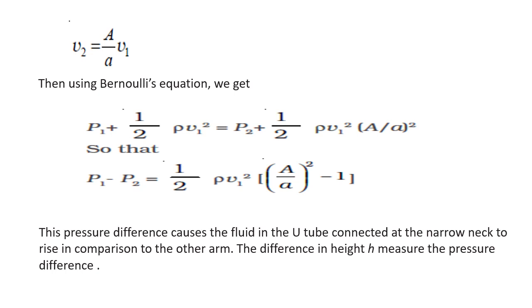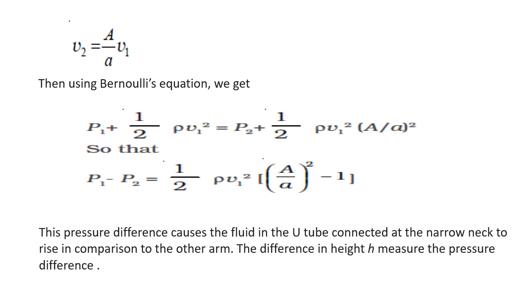one thing you have to note is that we have not taken the rho g h1 and rho g h2 in this Bernoulli's equation because the height is the same. So that portion will be cancelled out. So P1 minus P2 will be half rho V1 square into (capital A by small a) whole square minus 1.